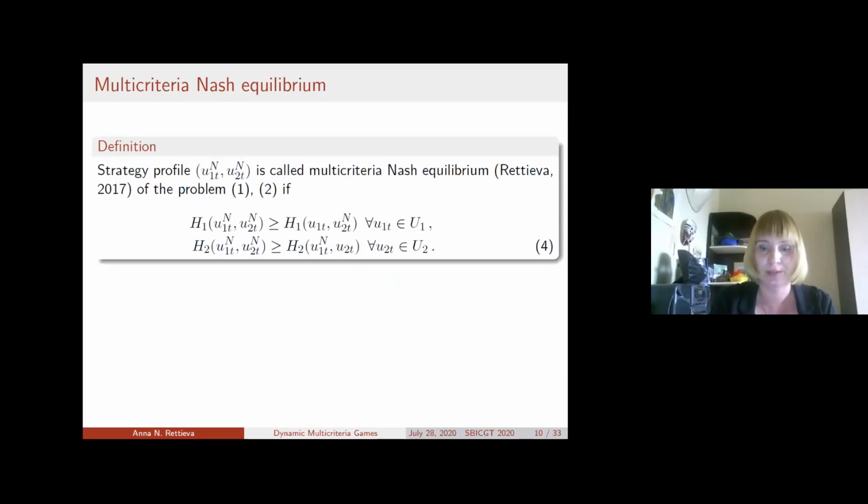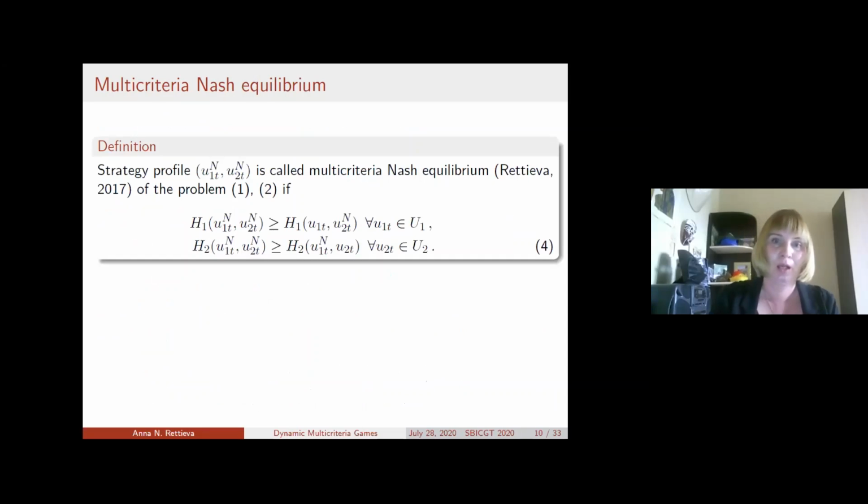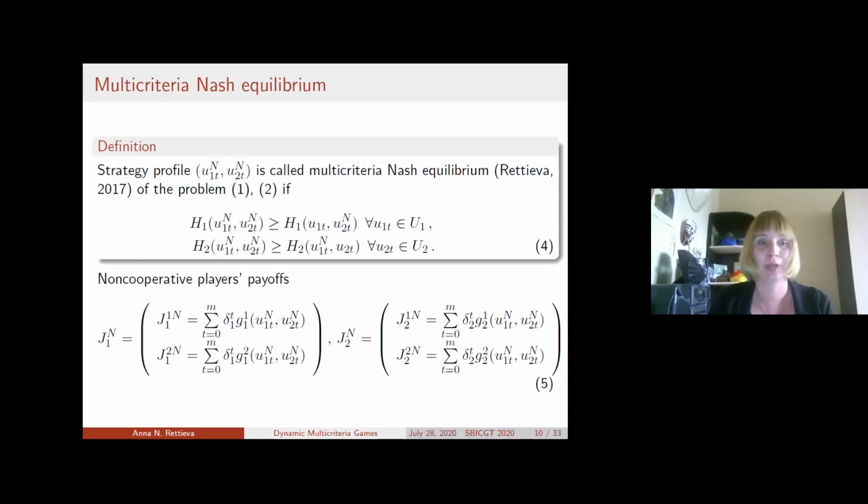But in this case, as you remember, they maximize the product of the difference between optimal and guaranteed payoffs. So we constructed the non-cooperative behavior. Then we will switch to the cooperative one. To construct the cooperative behavior, we will also use the Nash bargaining constructions. At first, we should calculate the non-cooperative players' payoffs, which will play the role of status quo points.